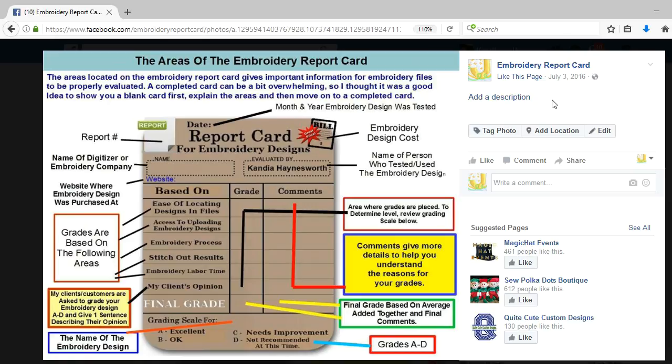So just keep in mind that when you are viewing these embroidery report cards, please read my comments, okay? Because my comments mostly will tell you what my thoughts are, what happened. It will give you an idea of what happened. And here's what the truth is. If it could happen to me, it could happen to you.